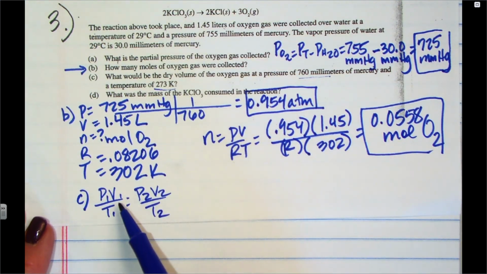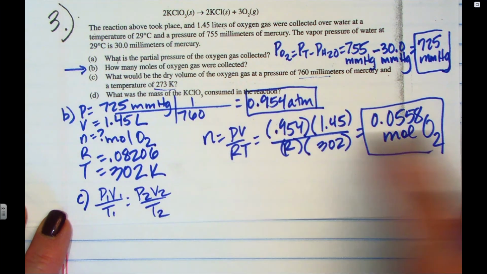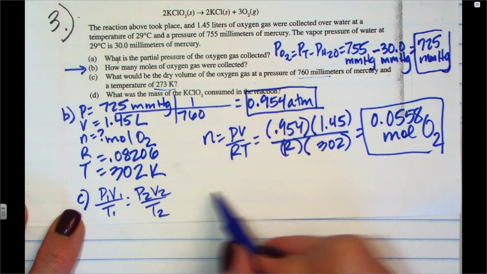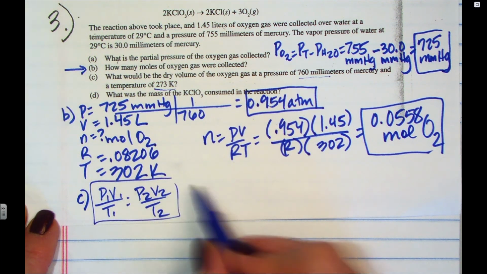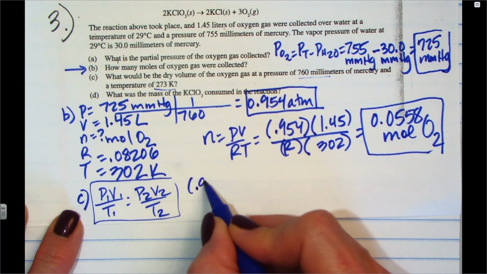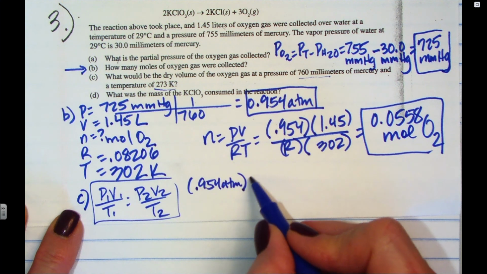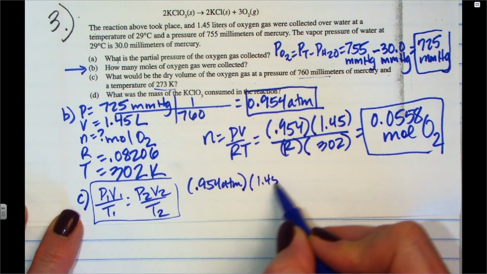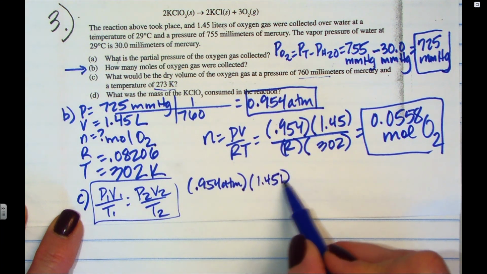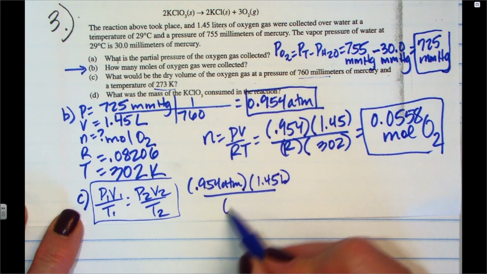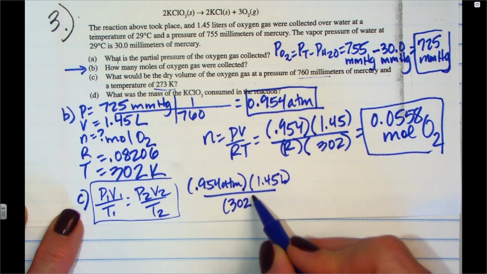Now, for the P1, we're going to use the 0.954 because that's the oxygen that's dry, right? That's the pressure of the oxygen dry, 0.954. Let me try to substitute this in. So 0.954 atmospheres. And the volume that we had initially, the first volume was 1.45. That was the volume that was collected, and that's liters. And then the temperature initially was 302. So we're using those first conditions.